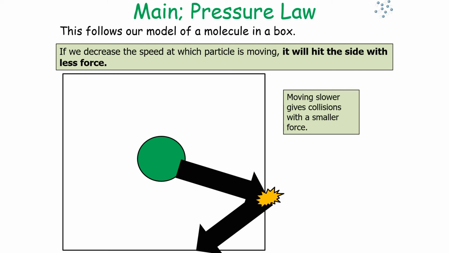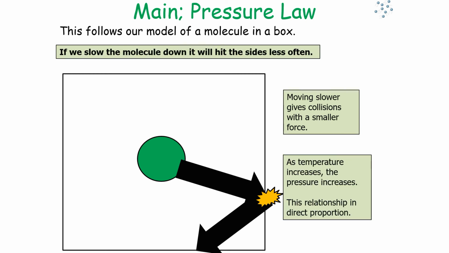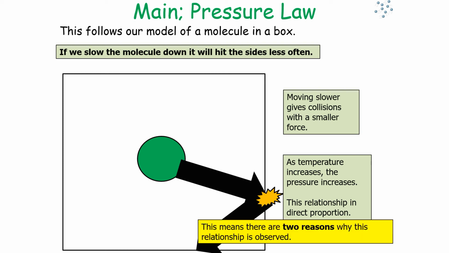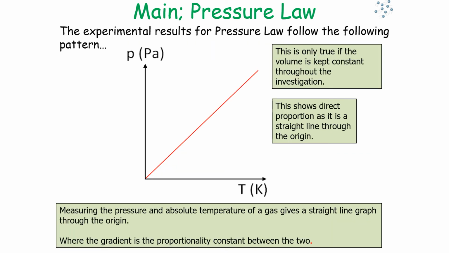Now, moving slower not only decreases the number of collisions, but it means the collisions have a smaller force when the particles collide with the side. So the less forceful collisions give the lower pressure, so as temperature increases, pressure increases, and as temperature decreases, pressure decreases. It's a direct proportionality. So those are the two reasons why this is observed.